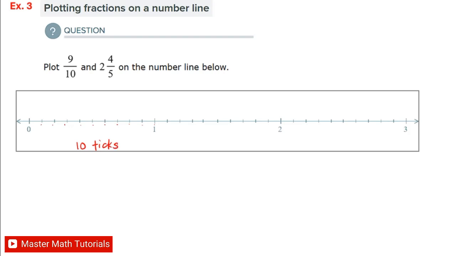So we can plot 9/10 easily. 9/10 is already in terms of tenths, which matches the 10-tick system. And 9/10 is less than 1. So starting from 0, we count 9 ticks to the right. 1, 2, 3, 4, 5, 6, 7, 8, 9. This will be the position of 9/10.